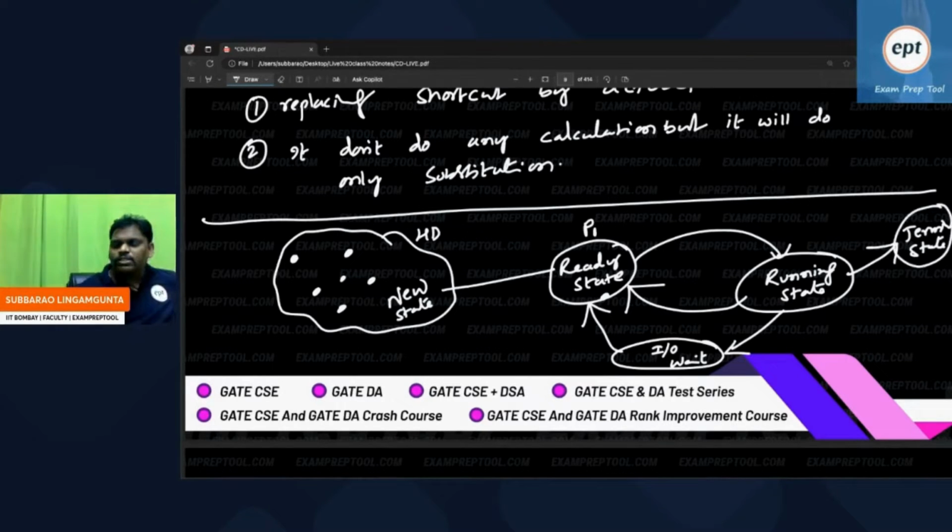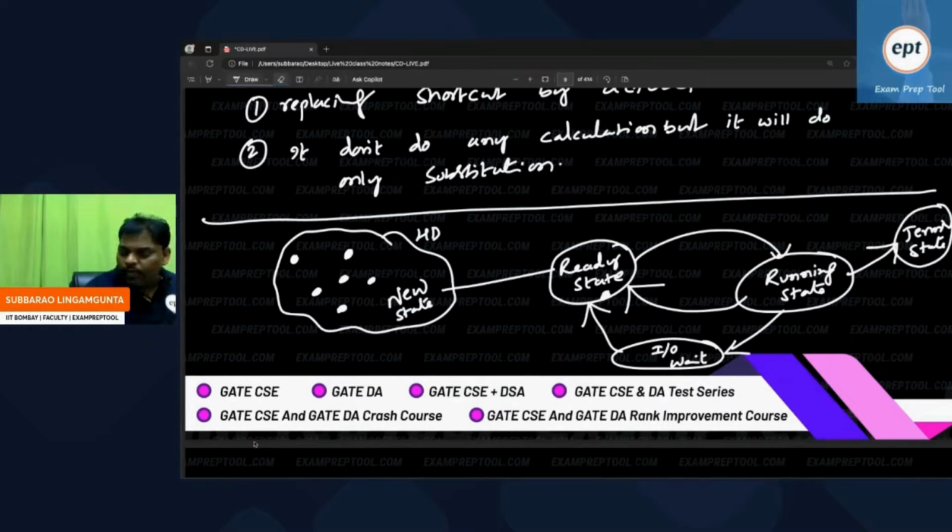So remember this one. Typing a program, saving a program, compiling a program, assembler, linker: these are all the new state. Then whenever the program is going from hard disk to main memory, this is called the ready state. Those people who are ready will all come here. They are waiting in the ready state because the CPU is busy with someone else.